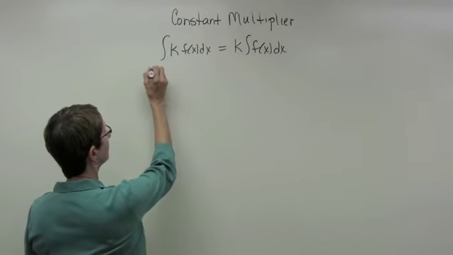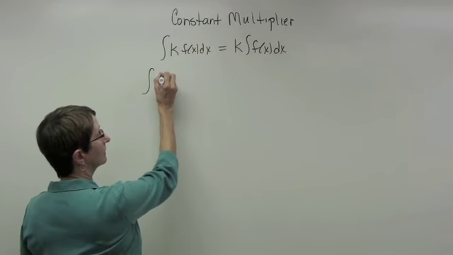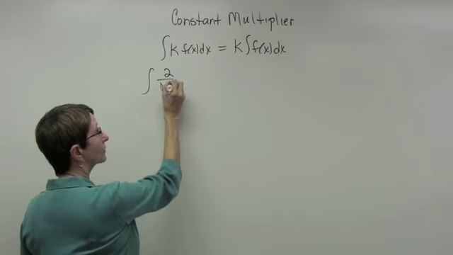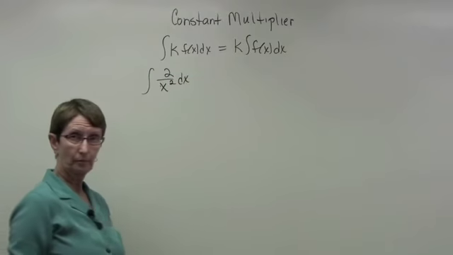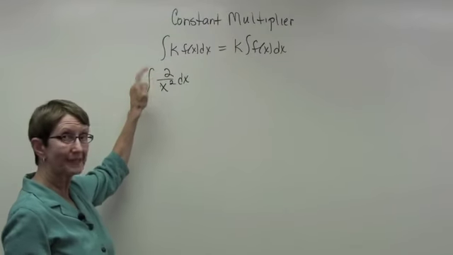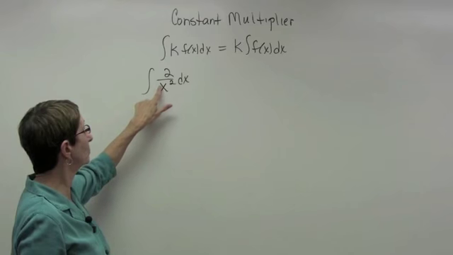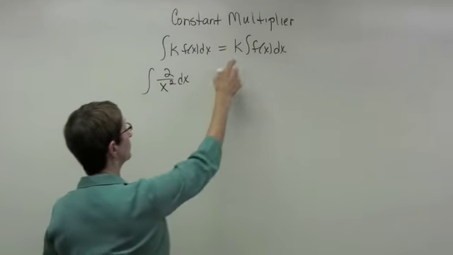Suppose I have the integral of 2 over x squared dx. 2 is a constant. This is in combination with the power of x. So let's just move the 2 in front.